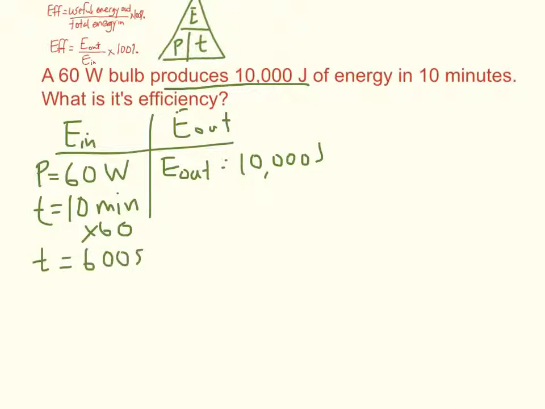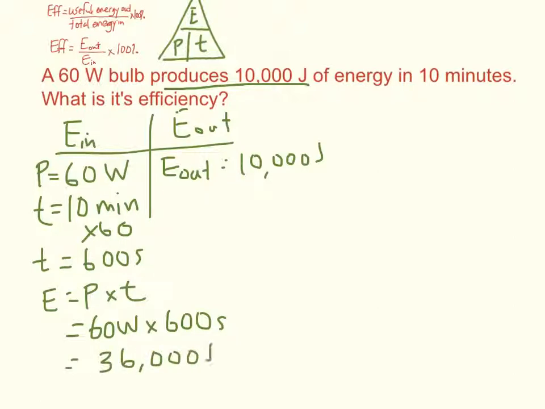So my first step here is to actually calculate E in. I am going to use the formula that we used in our power calculations, where E equals P times T. So P times T is 60 watts times 600 seconds. And that is 36,000 joules. So our E in is 36,000 joules. Our E out is 10,000 joules. This is the first step of the problem. Now we have to do the second step, which is actually solving for efficiency.